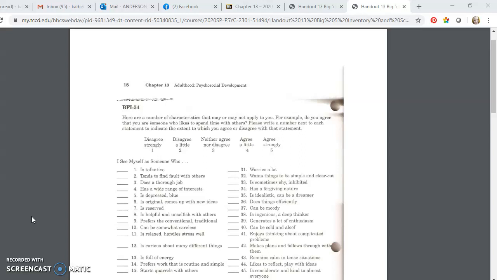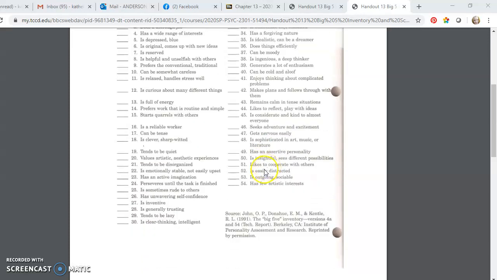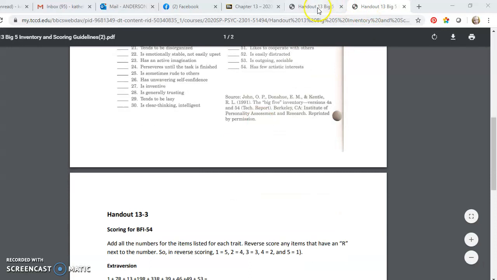confused by the directions. So of course this is the part where you are taking the test and you're marking down 1 through 5. It's a 1 if you disagree strongly, a 2 if you disagree a little, 3, neither agree nor disagree, 4, agree a little, and 5, agree strongly. So you will have gone through all 54 items and marked each with a 1 through 5.